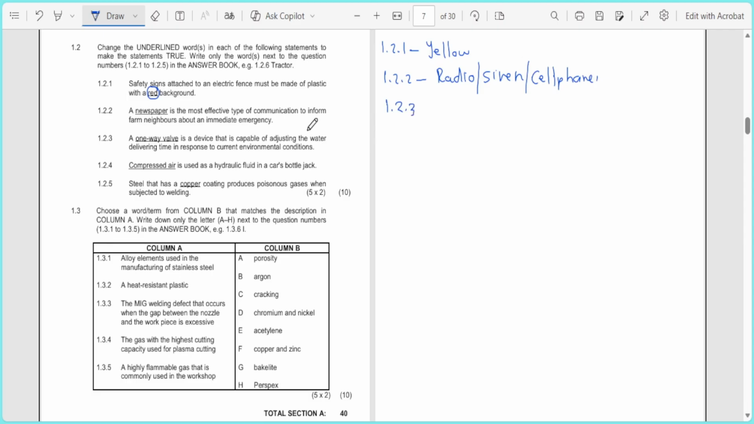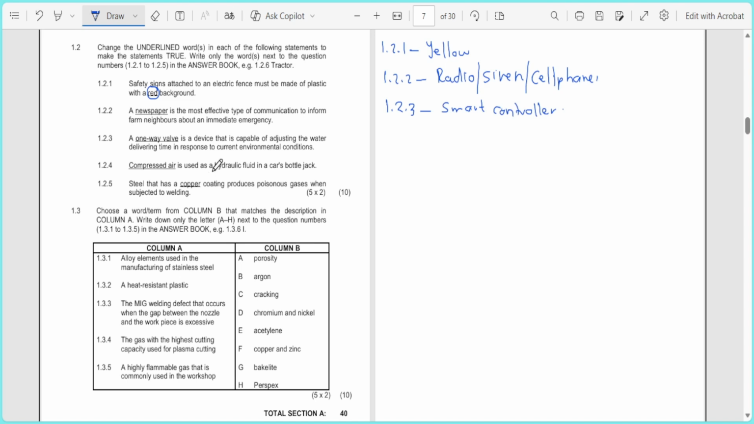Now 1.2.3, a one-way valve is a device that is capable of adjusting the water delivering time in response to current environmental conditions. A one-way valve. Okay. For this one, I'm thinking a smart controller would do us some good. A smart controller will do a better job in this one.